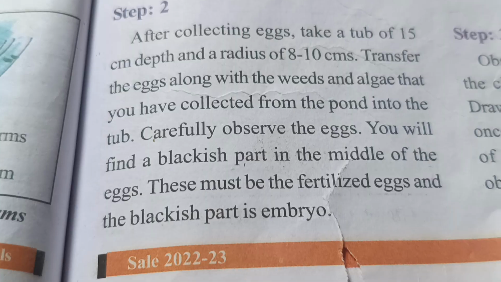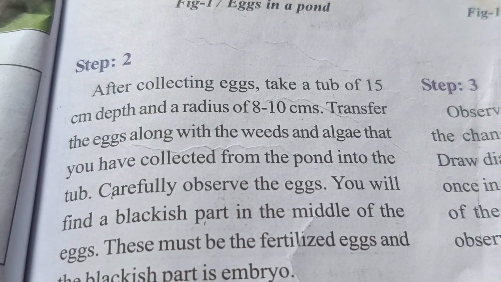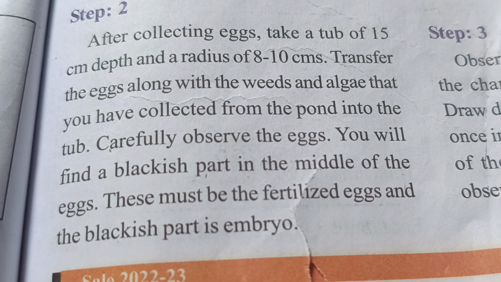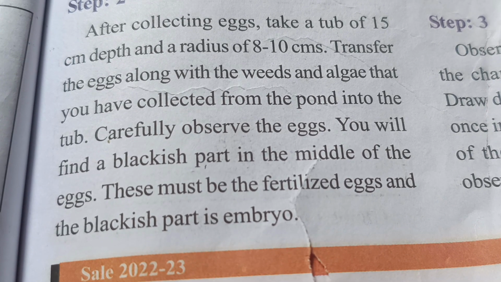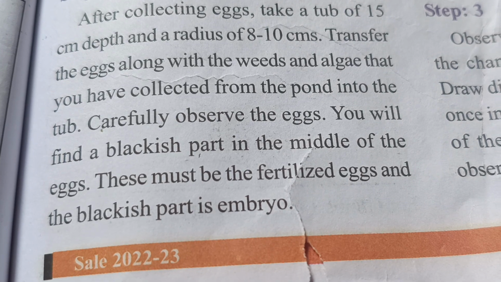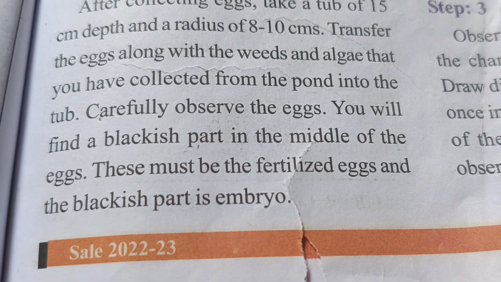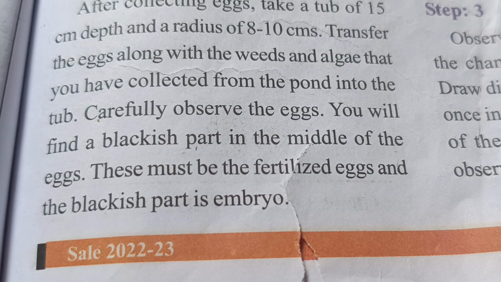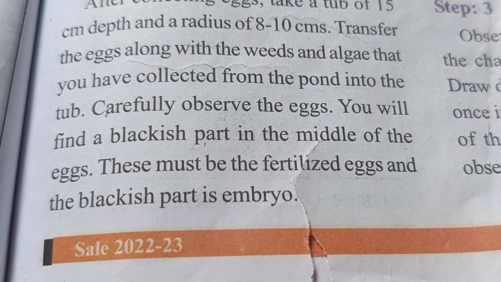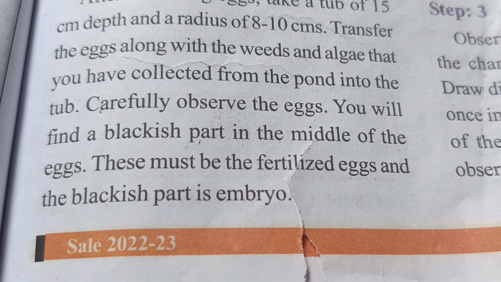Next, step 2, after collecting eggs, take a tub of 15 cm depth and a radius of 8 to 10 cm. Transfer the eggs along with the weeds and algae that you have collected from the pond into the tub. Carefully observe the eggs. You will find a blackish spot in the middle of the eggs. These must be the fertilized eggs and the blackish spot is the embryo.